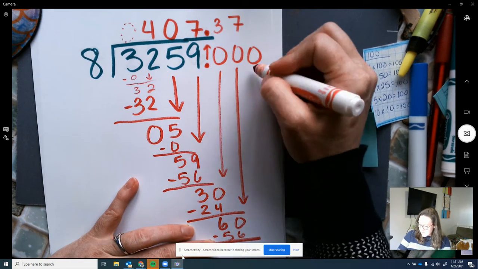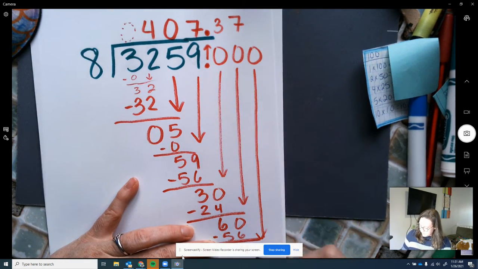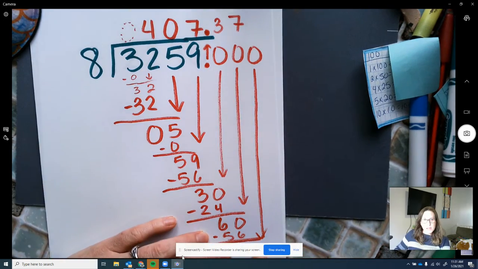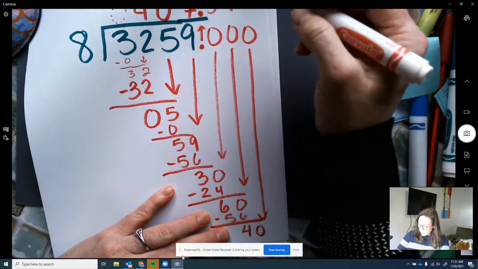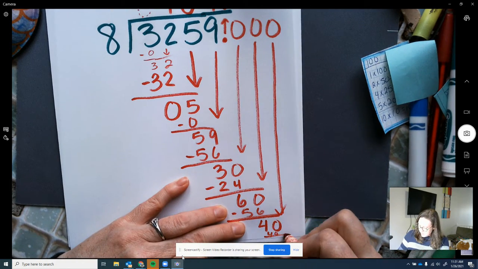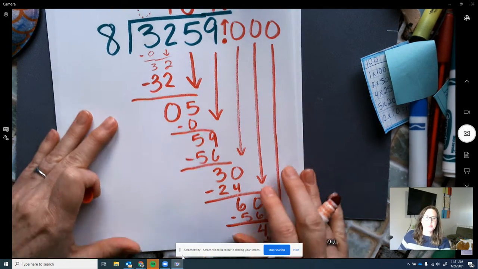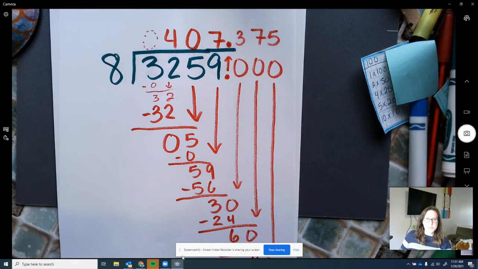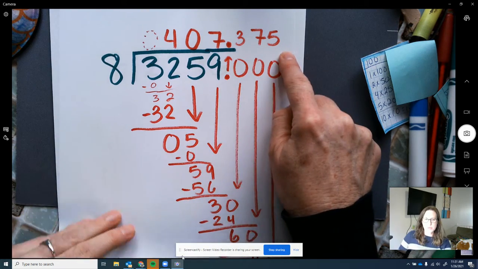We have another 0 we can bring down. 8 goes into 40 a total of 5 times. 8 times 5 is 40. And I end up with 0. And now I can be done. Okay. This was a tough one because it went 3 decimals long.